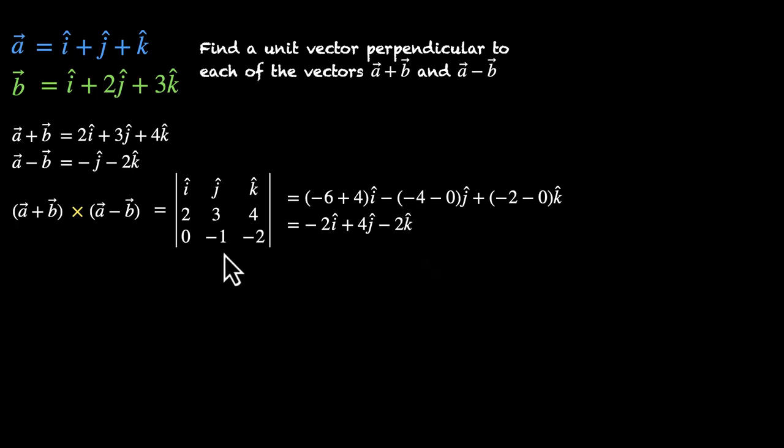So now we have a vector that's perpendicular to both of these. But that's not the result. We need a unit vector. So how do we get a unit vector? We can divide this vector by its magnitude. This will give us the unit vector.